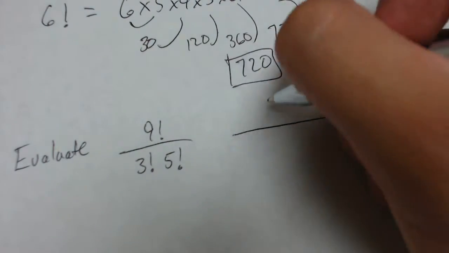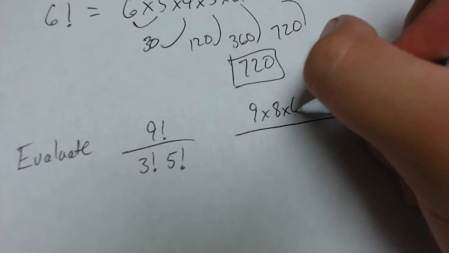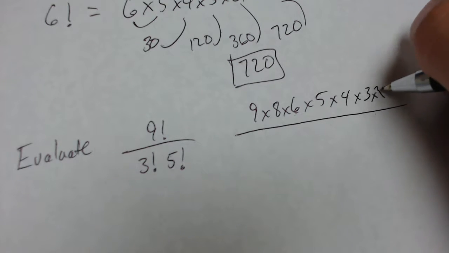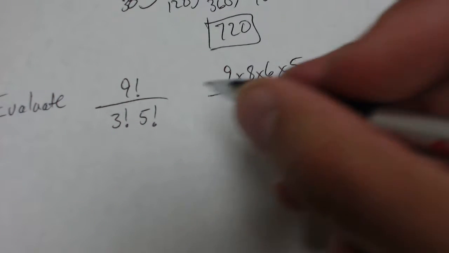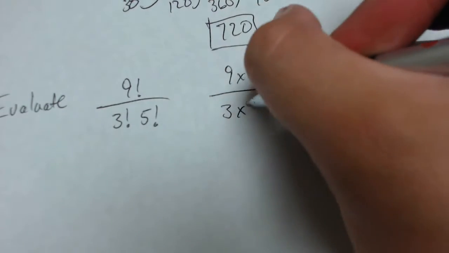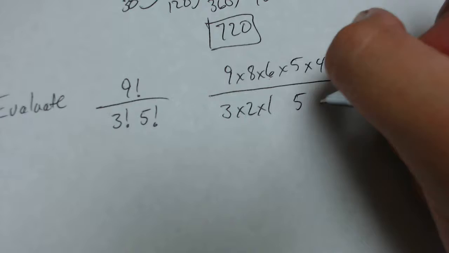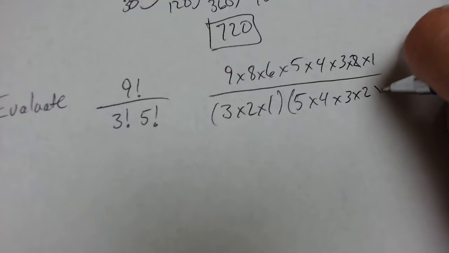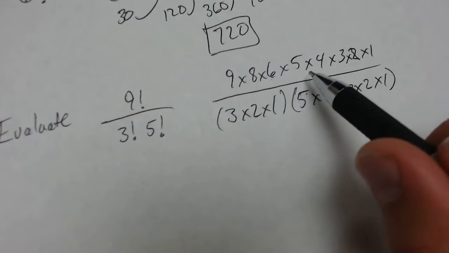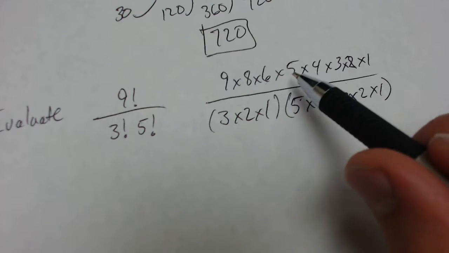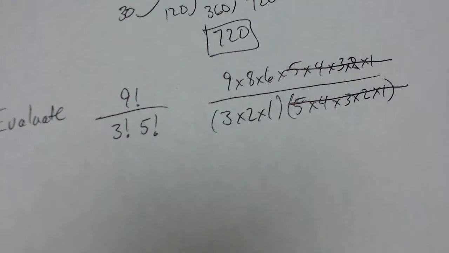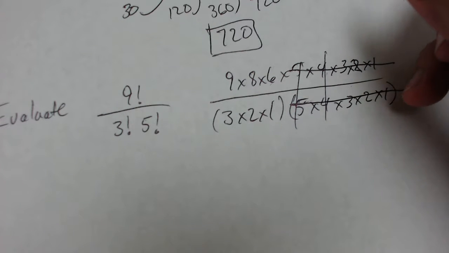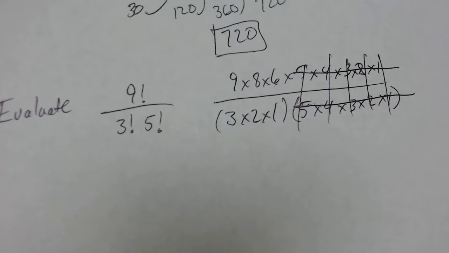So we'll rewrite this and we'll put 9 times 8 times 6 times 5 times 4 times 3 times 2 times 1. Okay, and then the bottom, 3 factorial, which is 3 times 2 times 1. And 5 factorial, which is 5 times 4 times 3 times 2 times 1. Now, the cool thing that you see here is that 5 factorial matches all of these. So I can cross these out right away, because 5 divided by 5, 4 divided by 4, 3 divided by 3, 2 divided by 2, 1 divided by 1. That's a really cool trick.